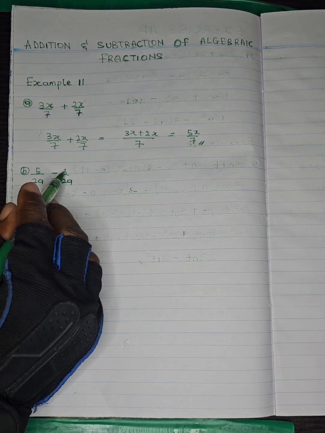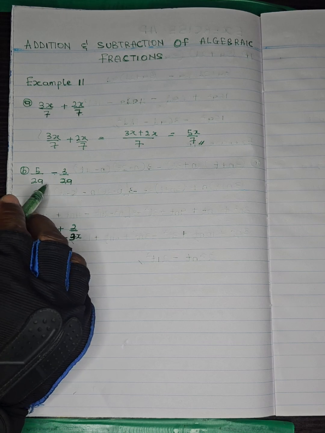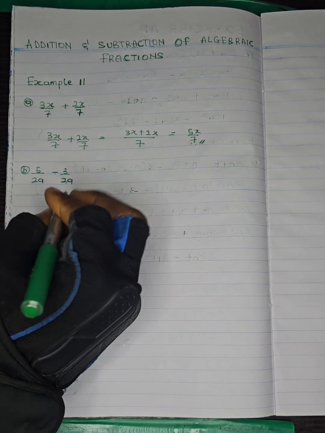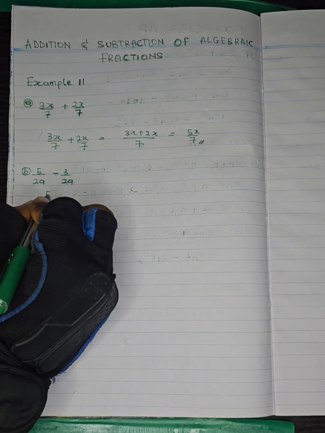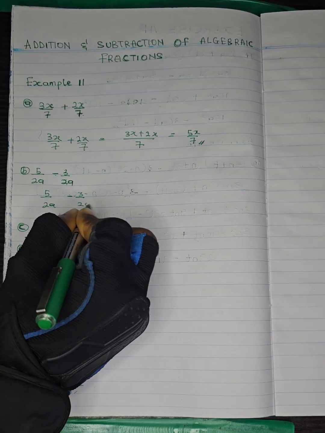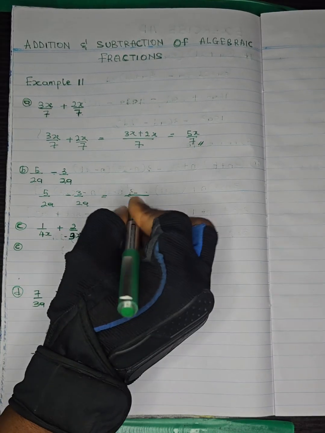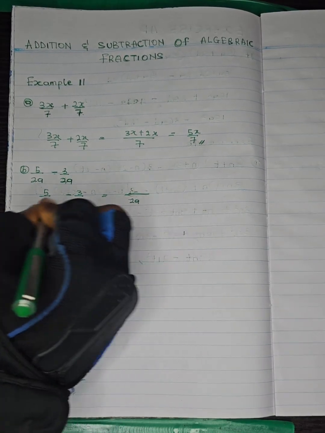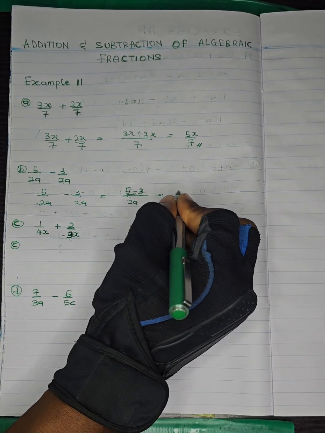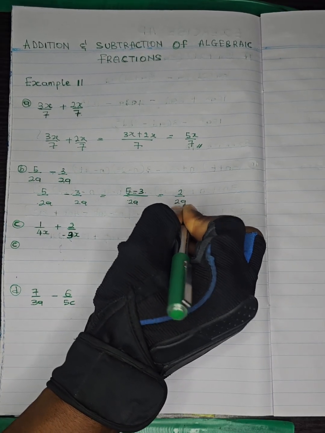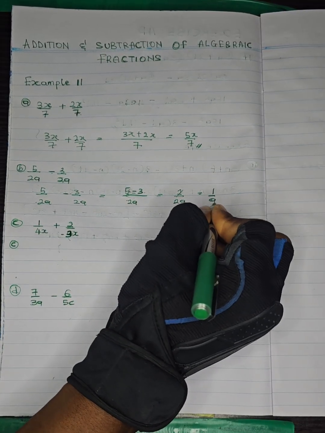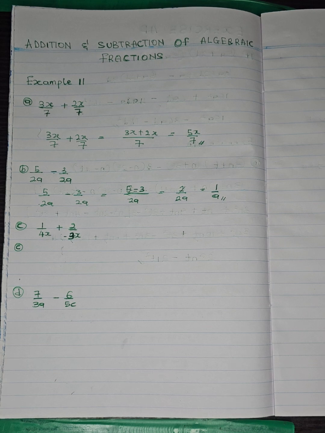5 over 2a minus 3 over 2a. And also we have the same denominator, so we can go ahead and solve it. Let me solve this one here. 5 over 2a minus 3 over 2a, which will give us what? 2a. So 5 minus 3 gives us 2 over 2a. Remember, you can still cancel, so when you cancel, you have 1 over a as your final answer. Let's go to the next one.